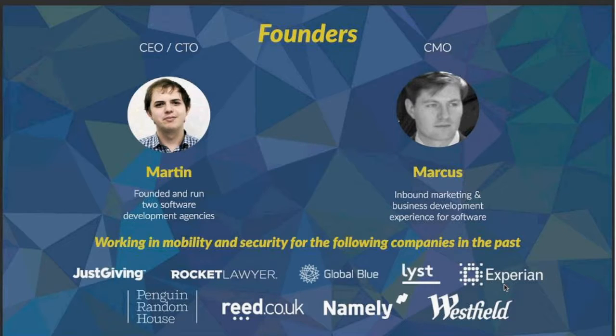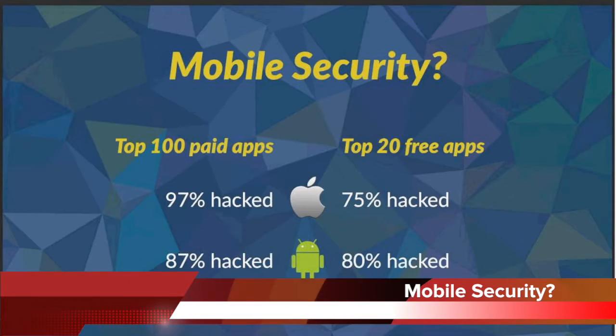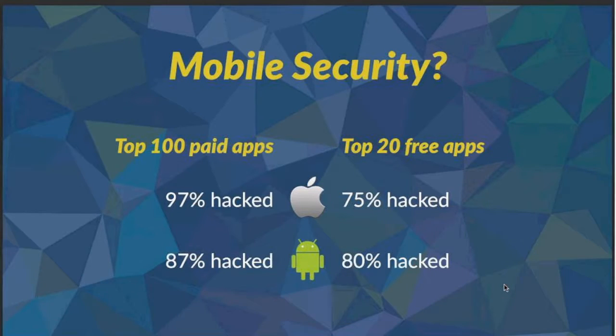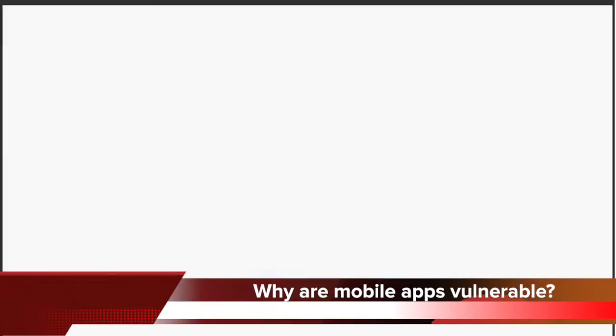Let's have a look more at the problem. It seems like a bit of a contradiction. There's research that shows that of the top trade apps, 97% of the iOS ones have been hacked, and 80% of the Android ones have been hacked. Multiple figures are available in the store as well. So what is happening? Why do we need to secure mobile apps, and how are they so vulnerable?